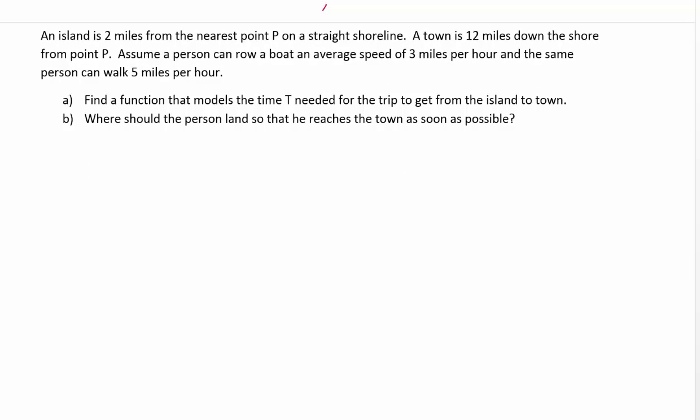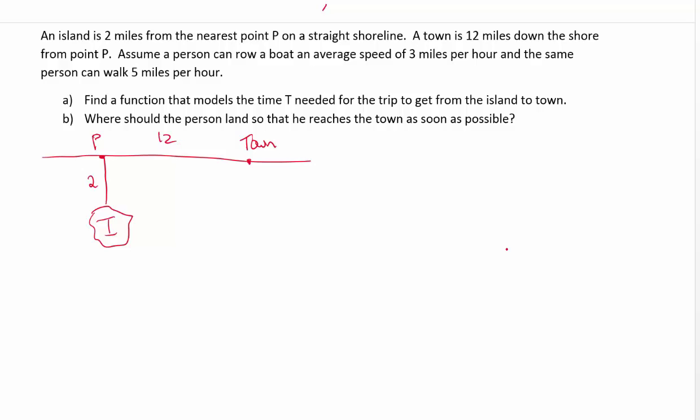All right, next example. This one's also kind of a common one as well. So we're going to need a picture here, which I'm going to draw for you to help explain what the scenario is that's going on. So here what we have is an island 2 miles from the nearest point P on a straight shoreline. So imagine that we have this island here that is exactly 2 miles from point P on this shoreline. A town is 12 miles down the shore from point P. So over here is town, and that's 12 miles away.